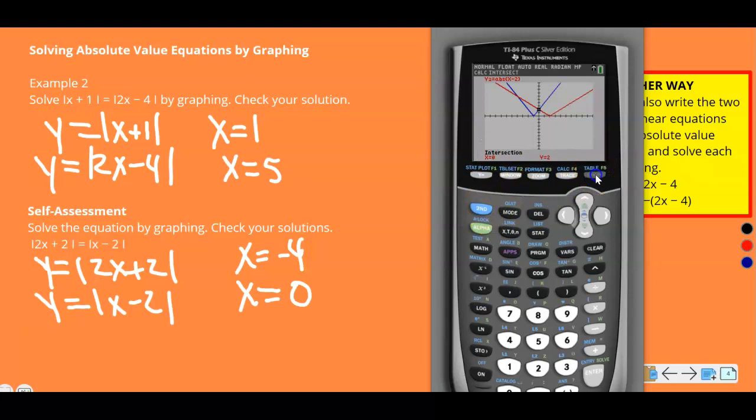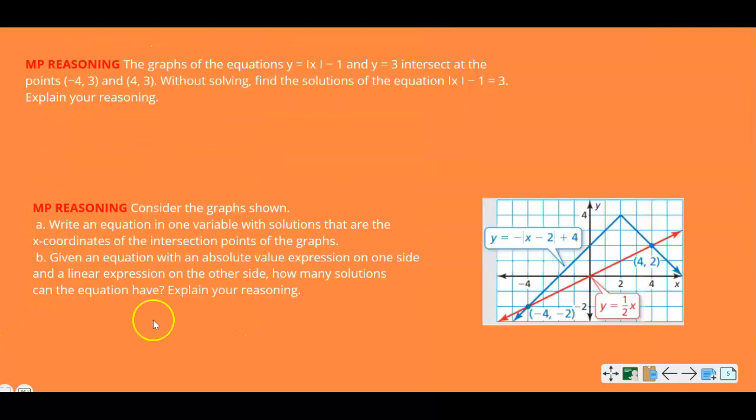Again, you can check that by going to your second table. You can see that -4 has the same y value on both equations, and 0 has the same y value for both equations as well. So -4 and 0 are your two solutions, your two x values. Whether or not they are x-intercepts this time, they're just the solutions for this equation.